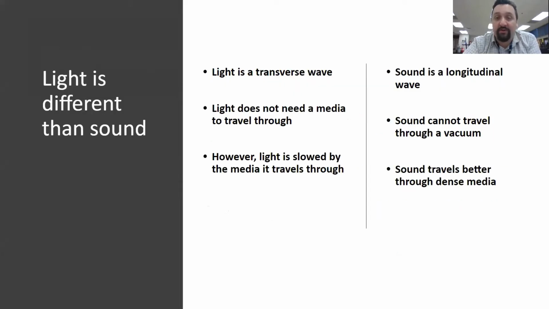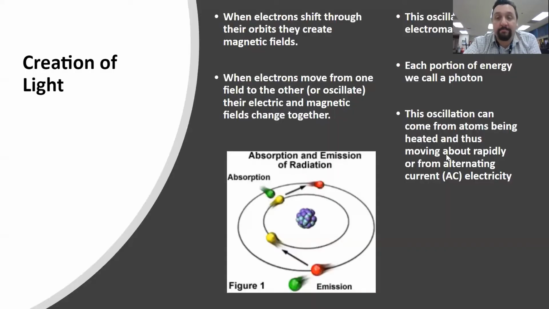Light is different than sound, since light is a transverse wave rather than a longitudinal wave. Light doesn't need anything to move through. A sound wave does require something to move through. Light is slowed by the media it travels through, while sound travels better in dense media.